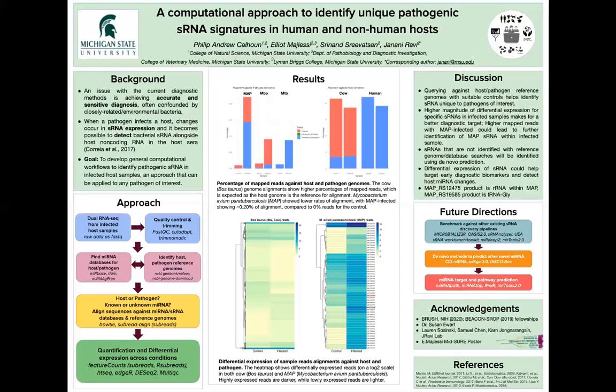Querying against host and pathogen reference genomes with suitable controls helps identify sRNA unique to pathogens of interest, and the higher magnitude differential expression for specific sRNAs in affected samples makes for a better diagnostic target. Higher match reads with MAP infected could lead to further identification of MAP sRNA within the infected sample. And sRNAs not identified with reference genome database searches will be identified using de novo prediction. Differential expression of sRNA could help target early diagnostic biomarkers and detect host mRNA changes.